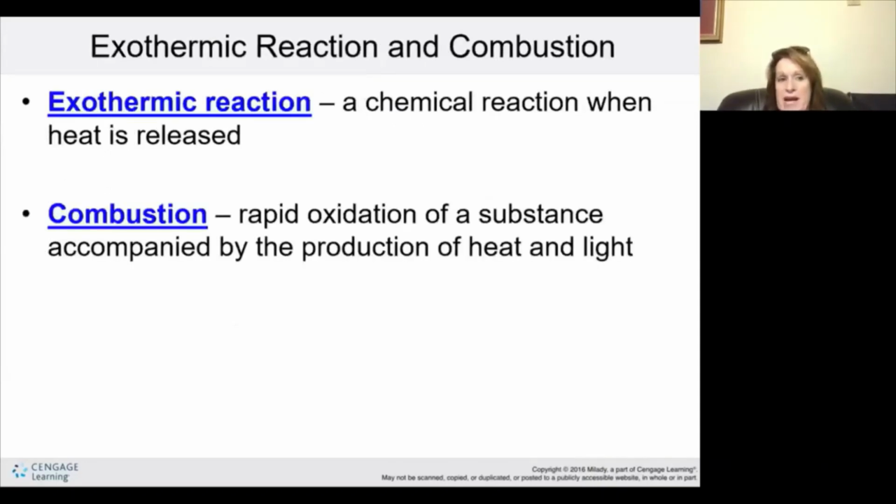Now, exothermic reaction is a chemical reaction in which heat is released. An example of an exothermic reaction is a nail product that hardens, polymerizes to create nail enhancements. That's an example of it. Combustion, the rapid oxidation of a substance accompanied by the production of heat and light. That's combustion, where it produces heat and light.